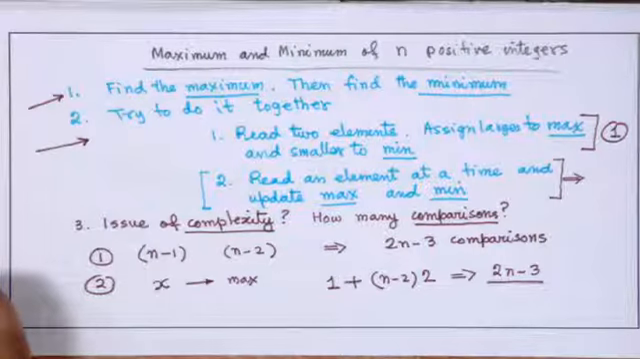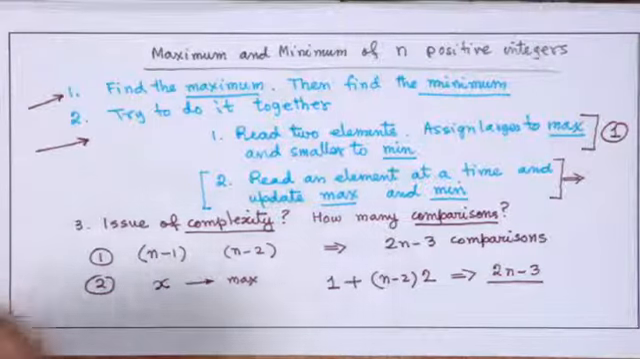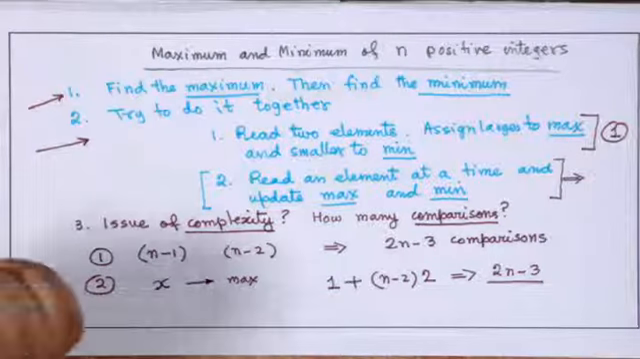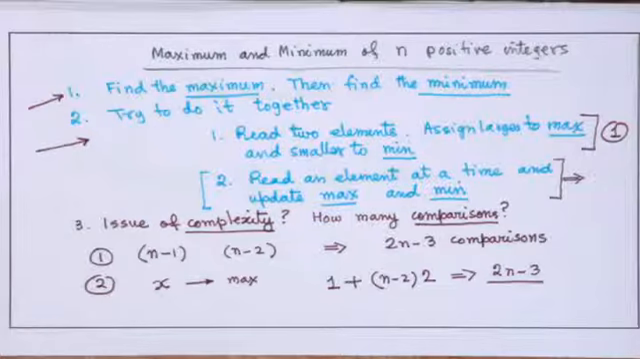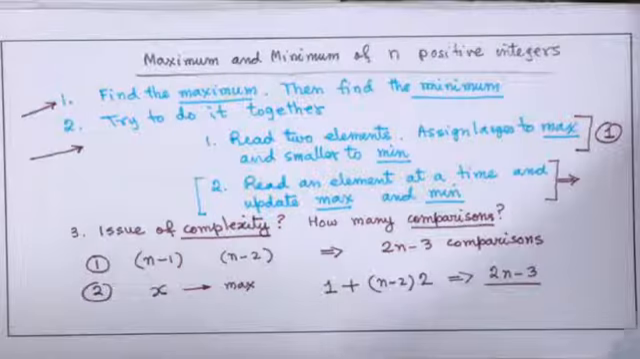If you read two elements at a time and compared them, you have a larger and a smaller. Then you compare the larger with max and the smaller with min, which means that you are doing 3 comparisons for every 2 elements. So, let us go back and look at this a little more carefully.